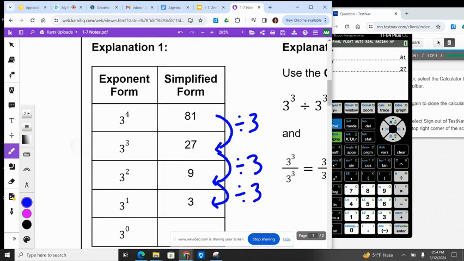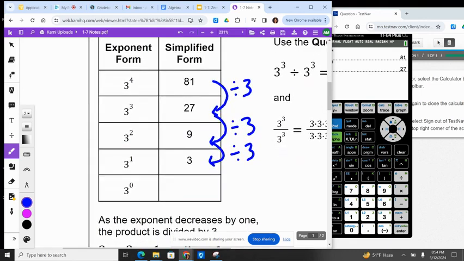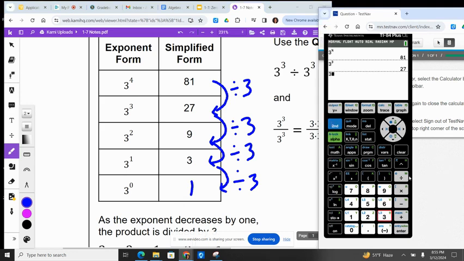So you can predict what the next term is going to be. We are going to divide 3 by 3 and get our next term. And you can see all of the exponents do go down by 1. So it follows with this pattern. 3 divided by 3, that's 1. If you want to just prove it on your calculator, 3 divided by 3, that's 1. And then also you could always test it and say 3 to the 0 power, that is 1.